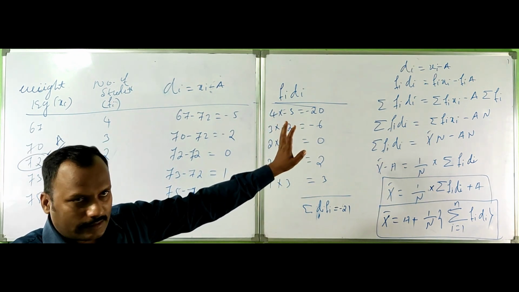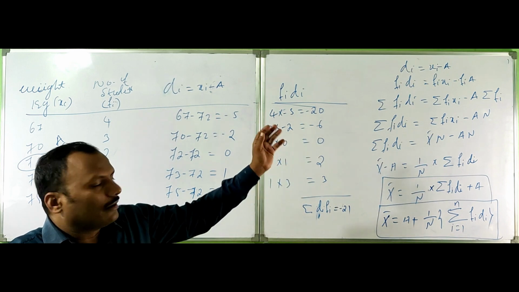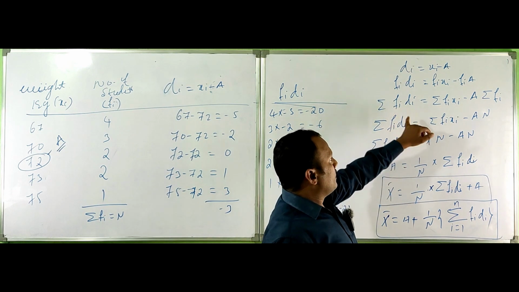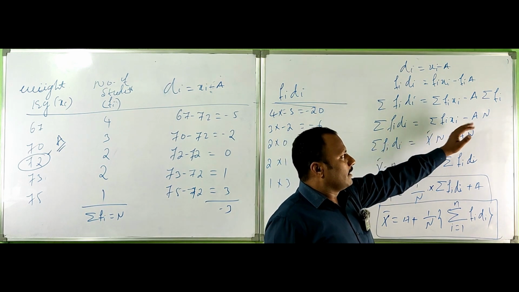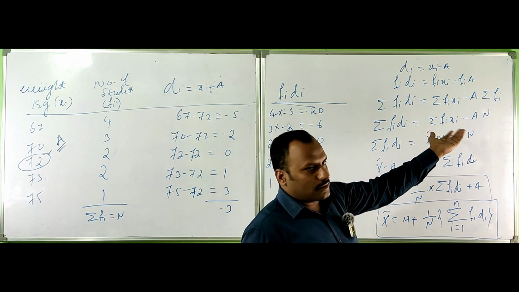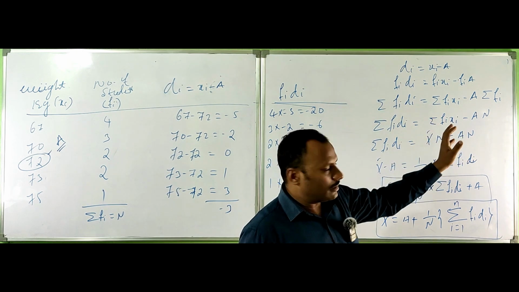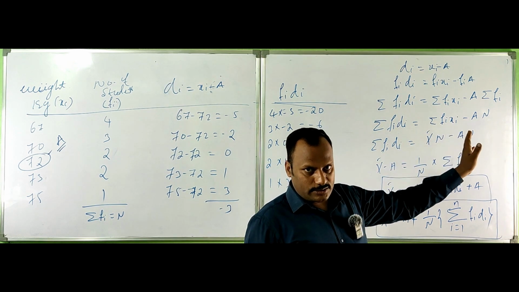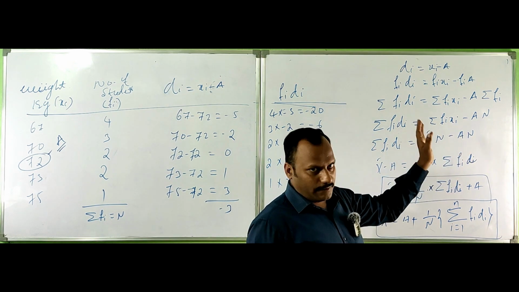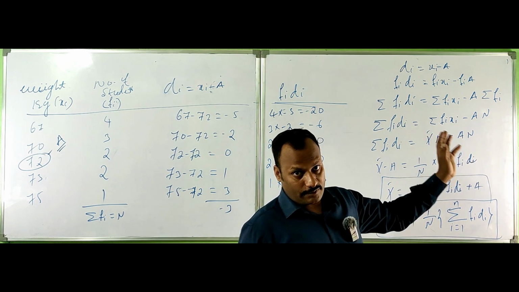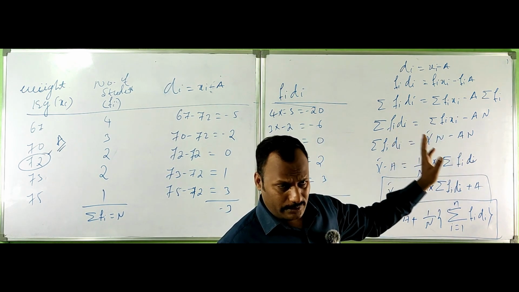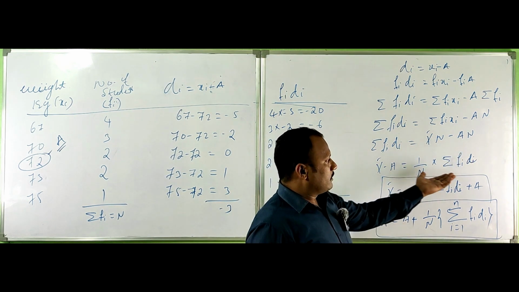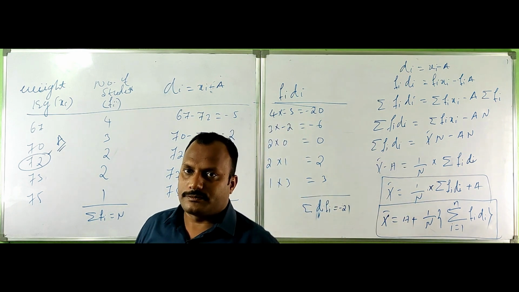Take di equals xi minus A as given, multiply f of i on both sides. Okay, take the summation. So summation of f of i di is equal to summation of f of i xi minus A summation of f of i, A is constant. The summation of f of i is n. So what is this value? x bar is equal to summation of f of i xi by n. Therefore, summation of f of i into xi is equal to x bar into n. Take n common outside, and this is the solution.